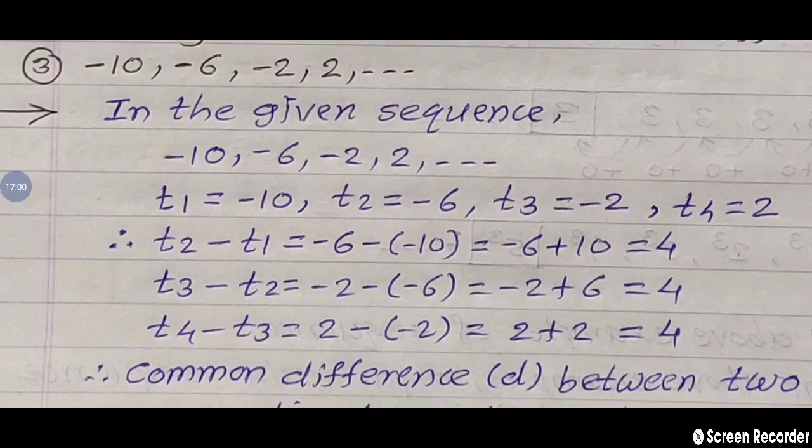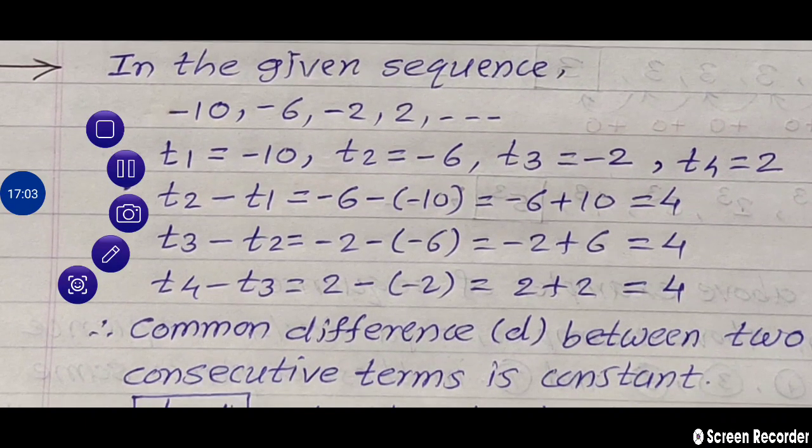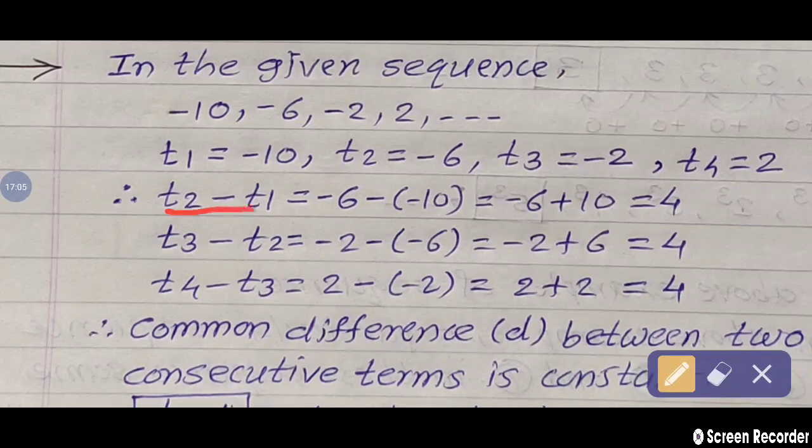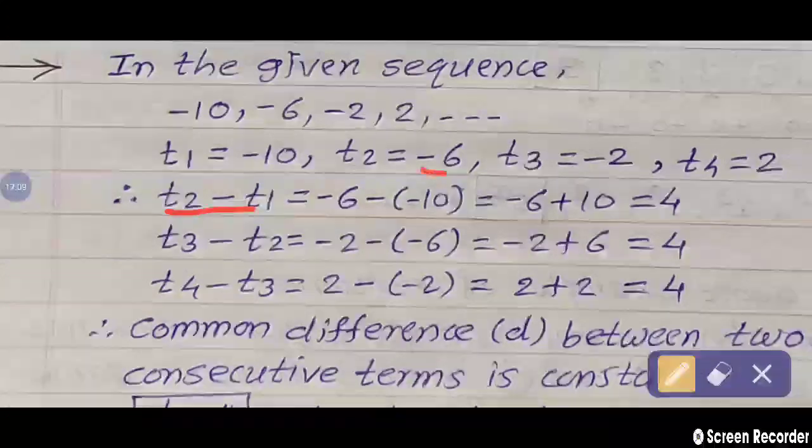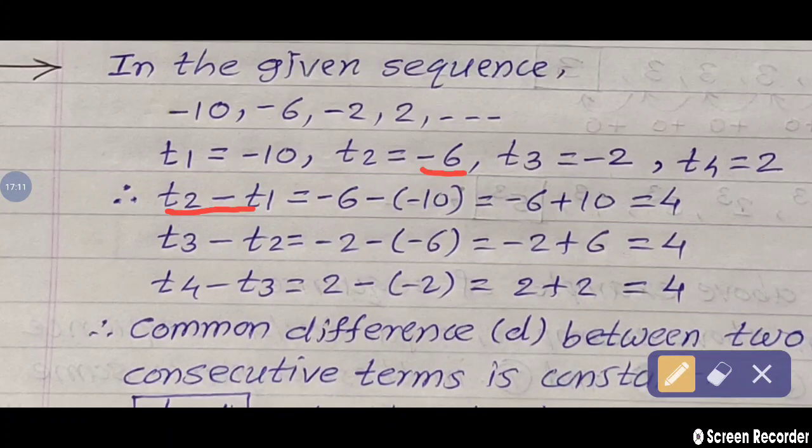Then we are finding out the difference. T2 minus T1, first difference. See that. Second term is minus 6 minus first term is minus 10. So this minus sign is in between T2 and T1. Our first term is minus 10, so we are writing it in brackets. So minus of minus 10 means nothing but plus 10. So minus 6 plus 10 means nothing but 10 minus 6. We are getting the answer 4.